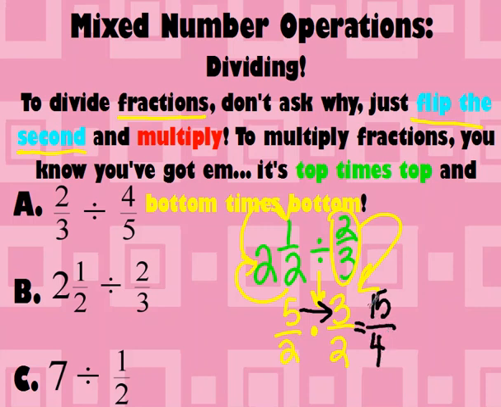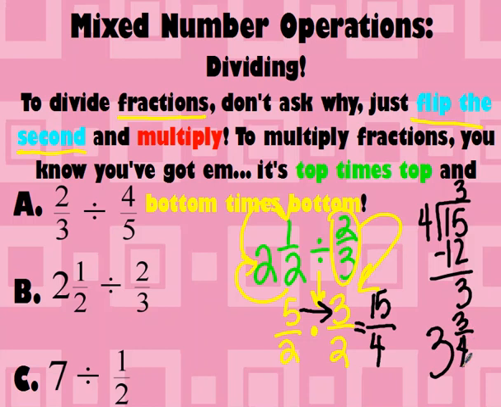So then to change this improper fraction to a mixed number, 15 divided by 4: 4 goes into 15 3 times, and we get 12. And there's 3 left over. So our final answer, 3 whole times with 3 left over out of 4. So 3 3/4 would be our answer for that one.